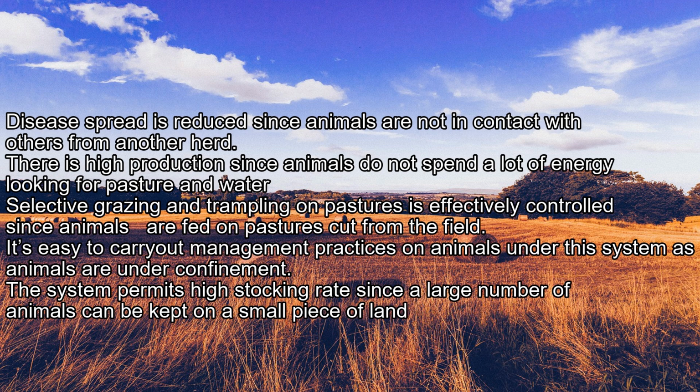There is high production since animals do not spend a lot of energy looking for pasture and water. Selective grazing and trampling on pastures is effectively controlled. Since animals are fed on pastures cut from the field, it's easy to carry out management practices on animals under the system as animals are under confinement.